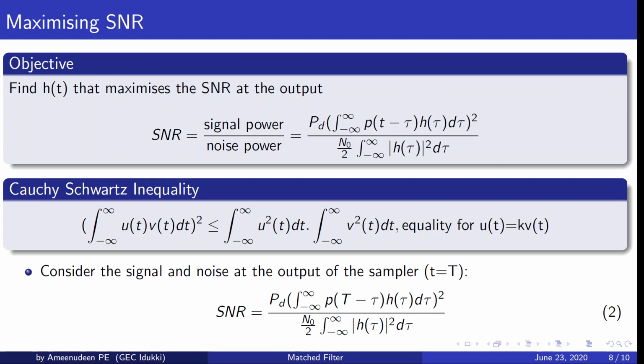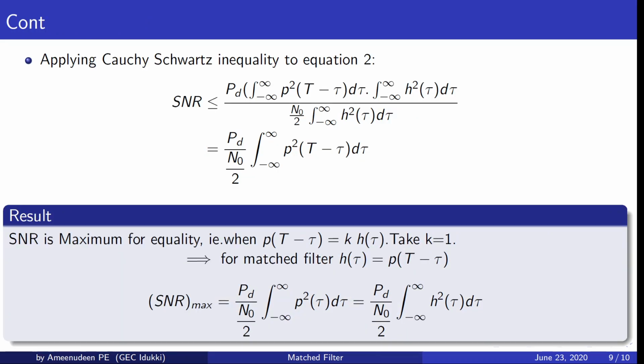Okay, so that is what we are doing here. So then SNR is equal to PD into integral minus infinity to infinity. So we are sampling at t equal to capital T. So it is P of t minus tau h of tau d tau the whole square by the noise power. Now applying Cauchy-Schwarz inequality to this equation. So SNR is less than or equal to PD into we are separating that integral.